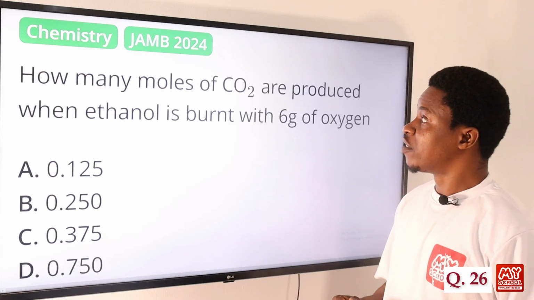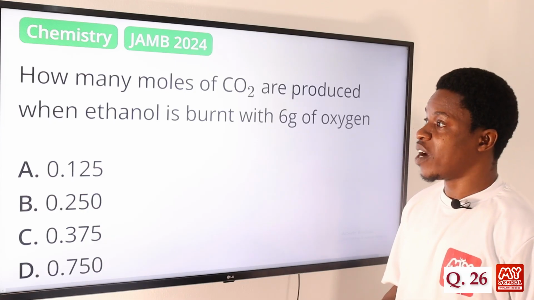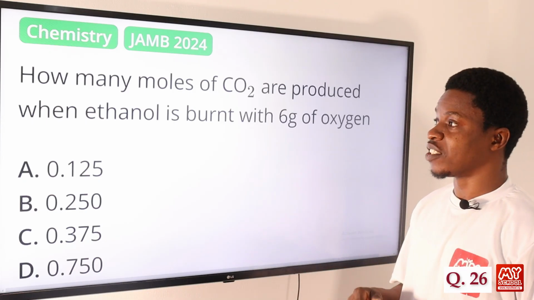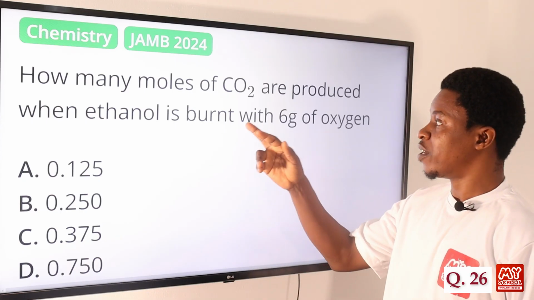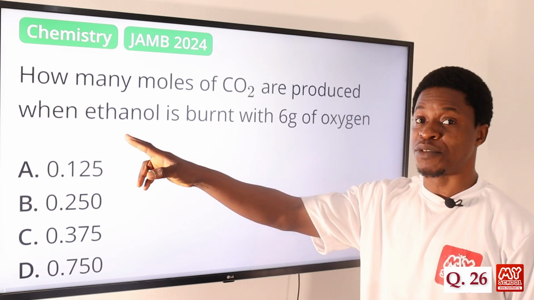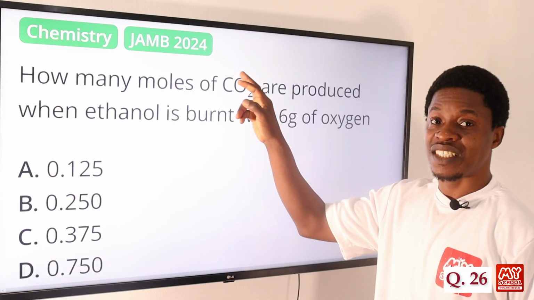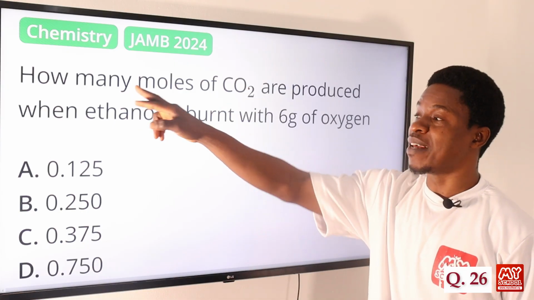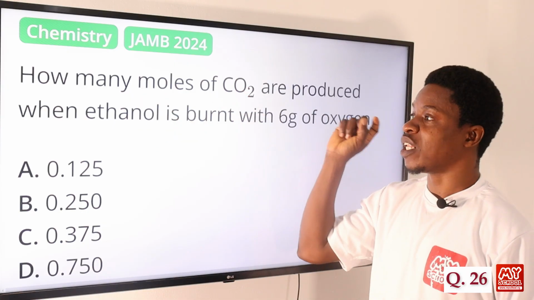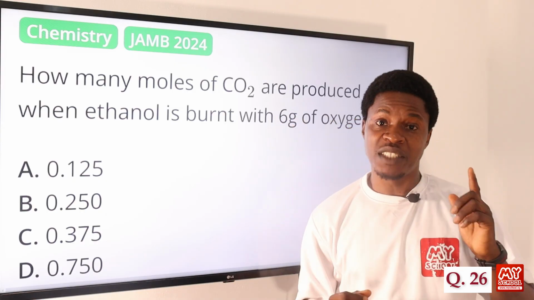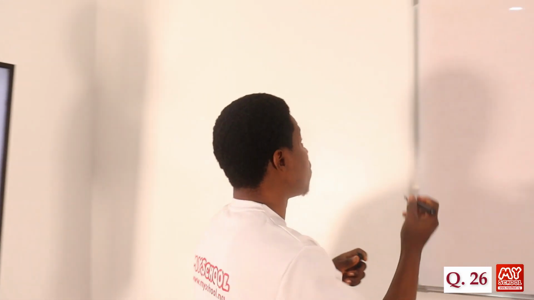How many moles of CO2 are produced when ethanol is burnt with 6 grams of oxygen? When ethanol is burnt with oxygen, so that means the reaction is actually between ethanol and oxygen to produce CO2. So we want to determine how many moles of CO2 will be produced. You can do this without writing a balanced chemical equation first. So let's move on to the board so we can see what happens there.